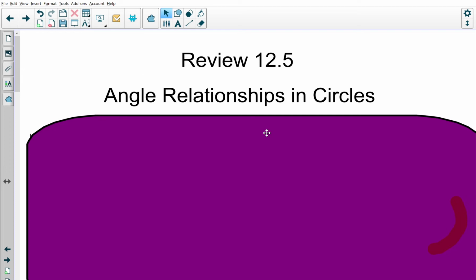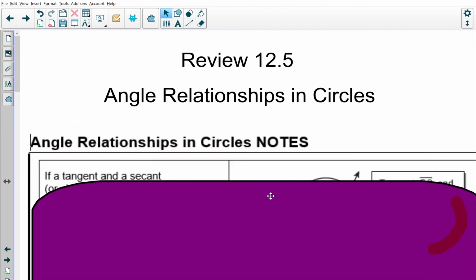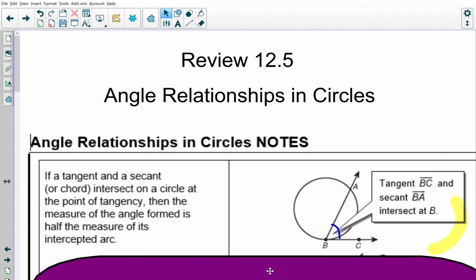Okay, here we are reviewing 12.5, angle relationships in circles. We started out with this situation here. We've got tangent BC and secant BA intersecting at point B on the circumference of the circle.